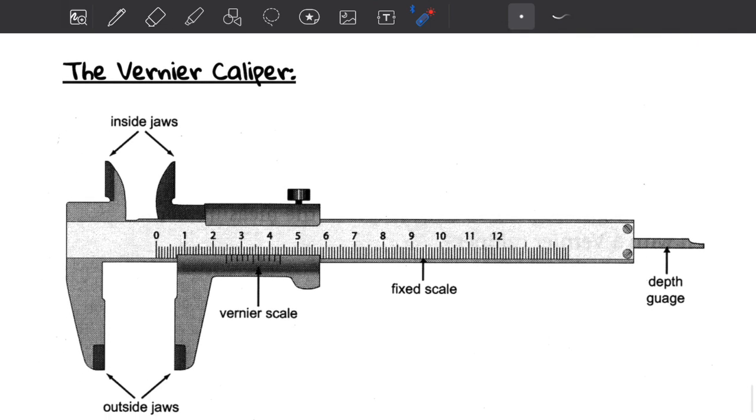Okay, so now let's look at the Vernier caliper and the different parts of it and how to use it. All of these diagrams and steps are from your book, so feel free to read through that as well. You don't need to take notes of everything here. So this is our Vernier caliper, and it's made up of different parts. We have the outside jaws and the inside jaws. We have the Vernier scale. So this one right here actually moves along the Vernier caliper, so sometimes it's referred to as the moving scale. Then we have this scale right here, and it's called the fixed scale. And then we have the depth gauge.